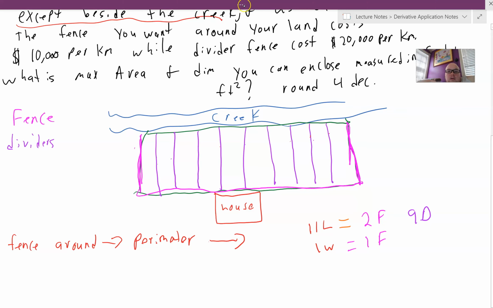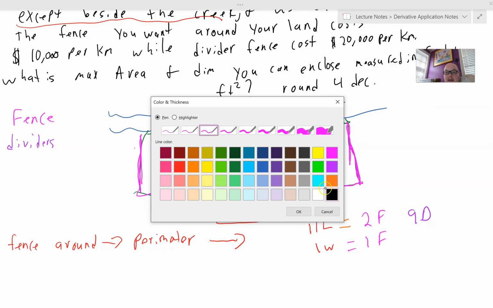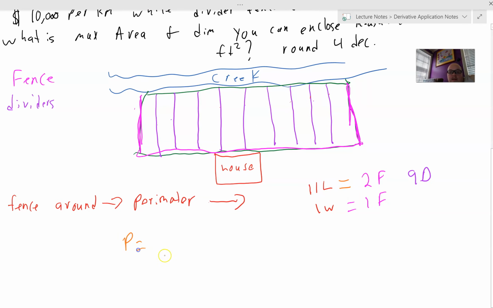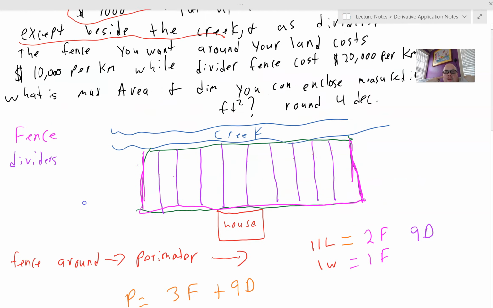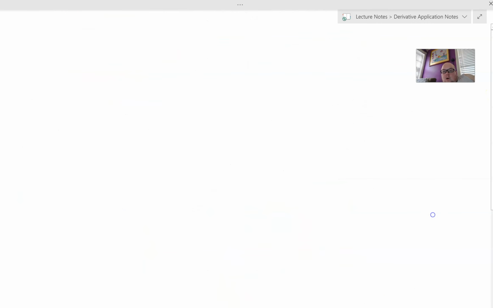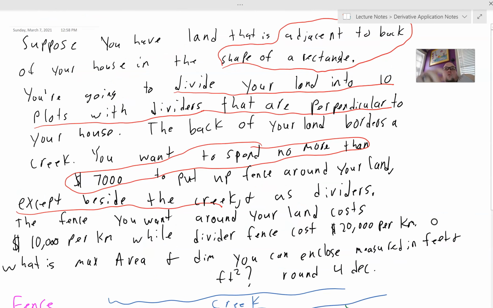So, now with that, we can set up part of our formula. So we can say, okay, our perimeter is going to equal three fences plus nine dividers. Now, are we told how much perimeter? Well, if we look back at our word problem, we're not. We're told we don't want to spend more than $7,000. And then we're told the cost per kilometer. Well, that $7,000 is actually going to be part of our perimeter.